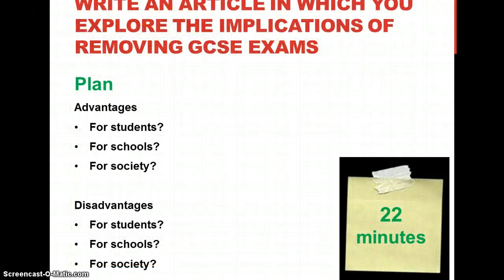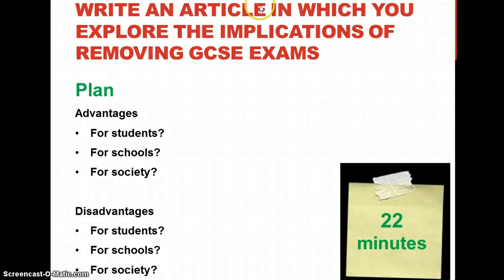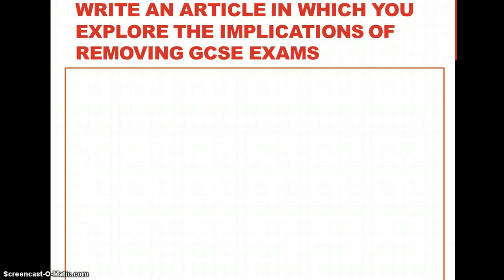So, let's say that you get this exam question. Write an article in which you explore the implications of removing exams. First thing that you would need to do, remember you've got 22 minutes no matter what kind of writing question they give you. You need to plan. Implications means advantages and disadvantages. So you think about those, plan for 10 minutes, and then write for 12.